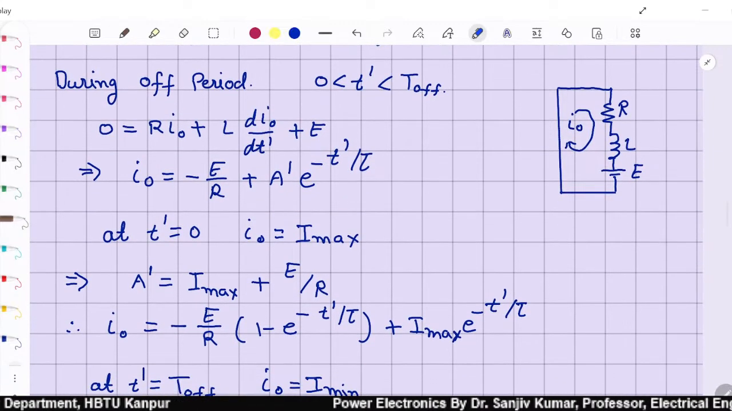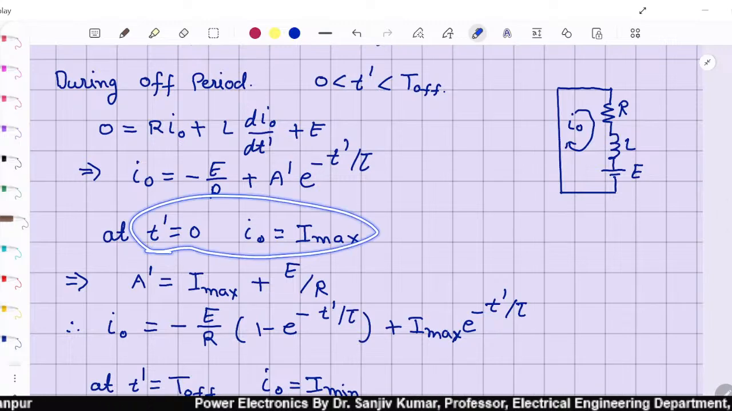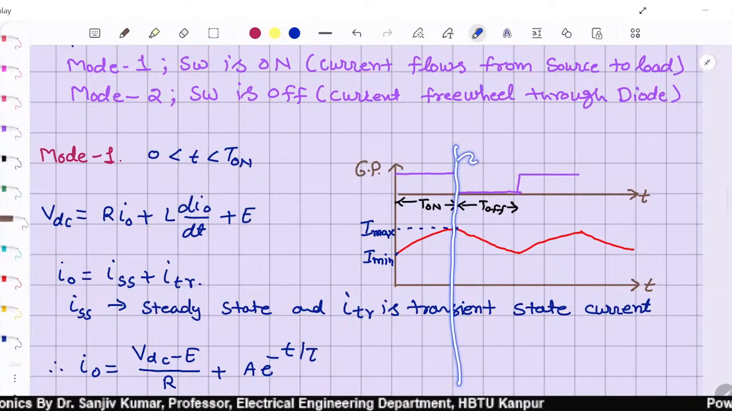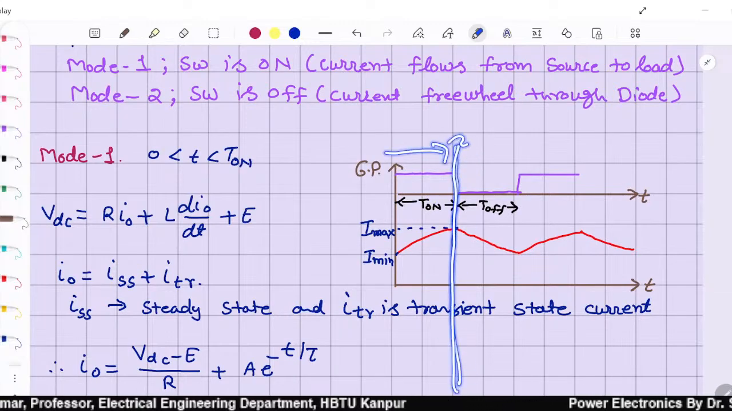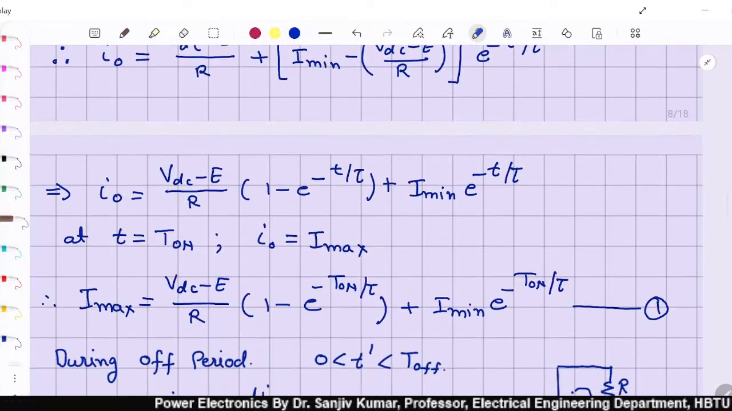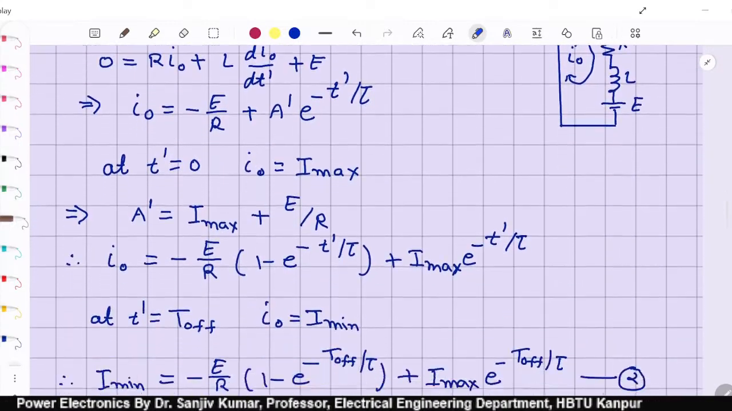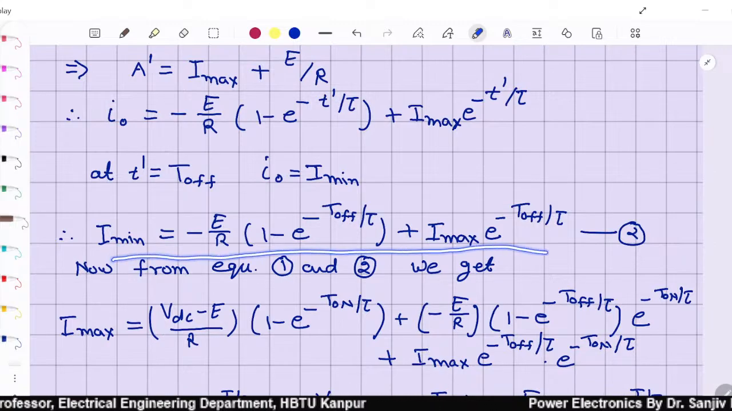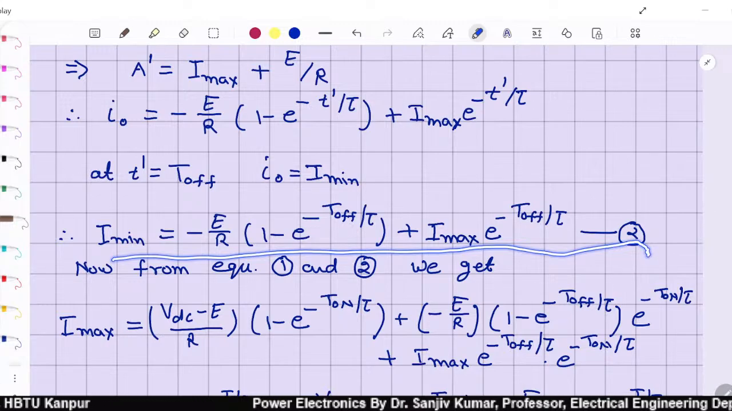Now by applying the boundary condition, that means at t dash equal to 0, I0 is I max. This is simply 0 shifting. We have shifted our t from here to here, t dash. So here t dash is 0, that means here current is maximum. So from here we will start and we will get the value of I min as minus E by R times (1 minus e to the power minus T off by tau) plus I max e to the power minus T off by tau. This is equation number 2.